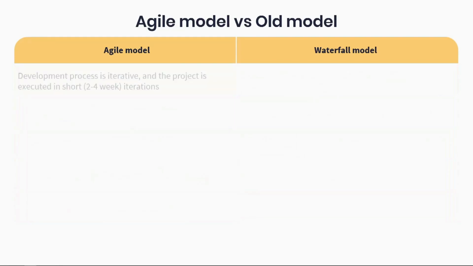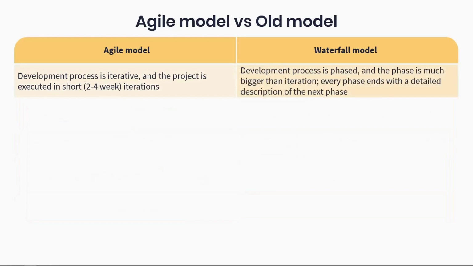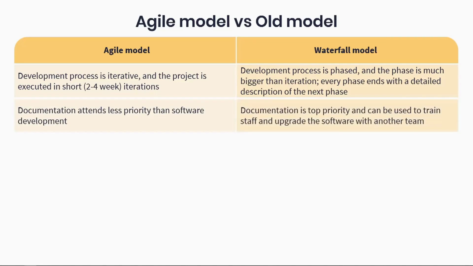With the agile model, the development process is iterative and the project is executed in short 2 to 4 week iterations. And with the waterfall model, the development process is phased. And the phase is much bigger than iteration. Every phase ends with a detailed description of the next phase. With the agile model, documentation attends less priority than software development. And with the waterfall model, documentation is top priority and can be used to train staff and upgrade the software with another team.